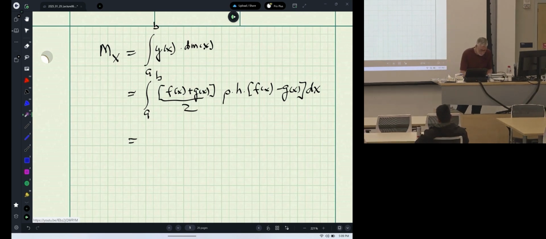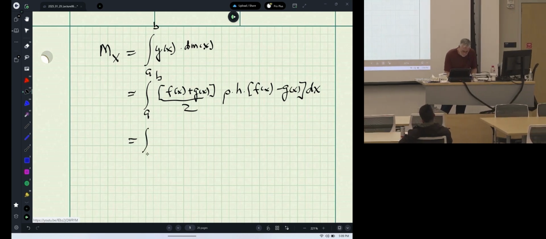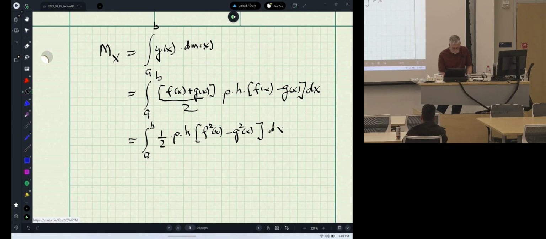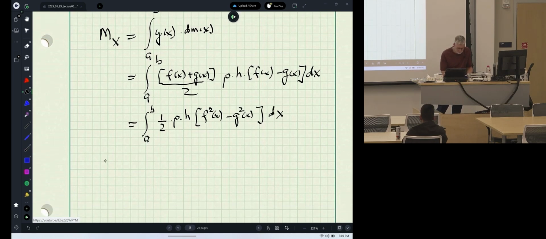Okay, so we get the integral from a to b, and I'll put one half density, thickness, f squared of x minus g squared of x dx. And then yc is Mx over the total mass.